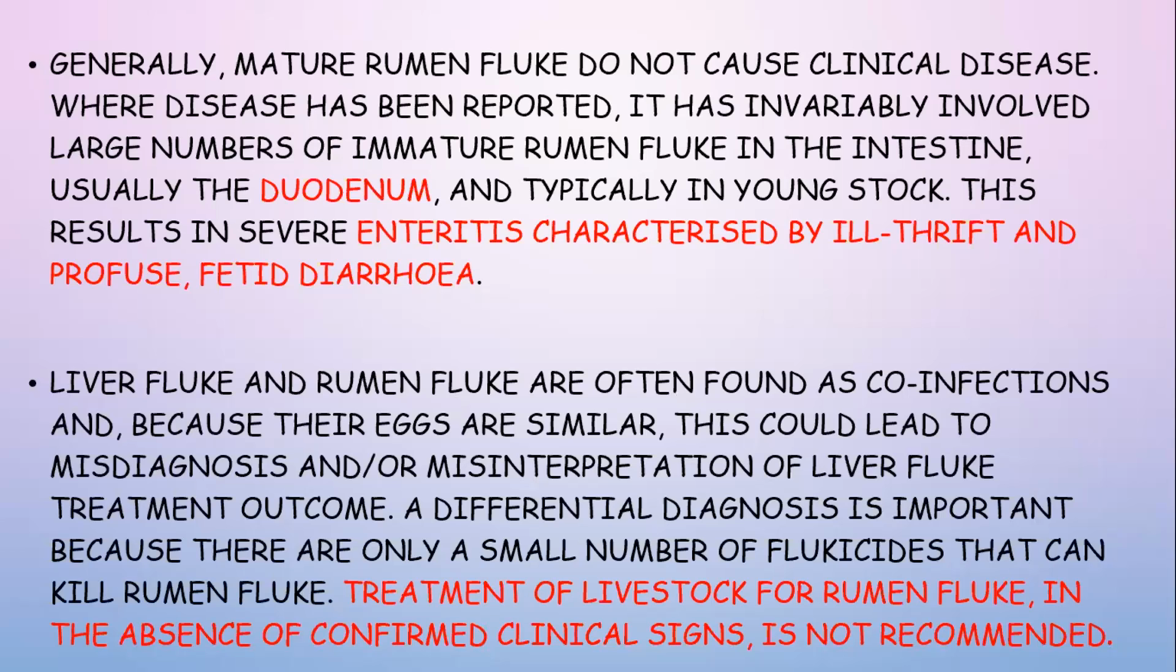Liver fluke and rumen fluke, both amphistome and fasciola, there is every chance of co-infection. And the problem is that many times there is misdiagnosis of this infection because of the similarity in the type of eggs. But the treatment of these two flukes is quite different from each other. Not all anthelmintics work for rumen flukes. There are very limited anthelmintics for rumen flukes. So it is very essential to properly diagnose the infection, whether it is rumen fluke or liver fluke, and then accordingly treat.